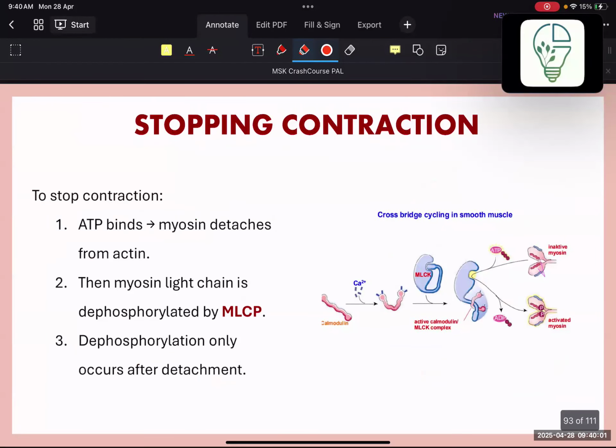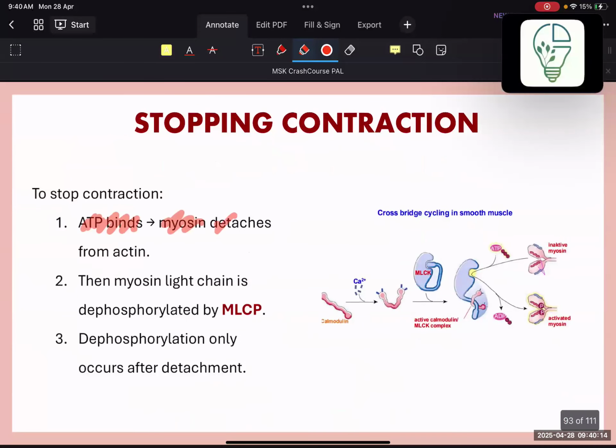Now, how do we stop contraction? First of all, step number one is that you need to have ATP bound to the myosin head, because remember, I said cross-bridge cycling works in the same way. So ATP needs to bind to the myosin head to detach it from actin. Then the myosin light chain phosphatase, MLCP, is going to come in. So it's a different molecule than MLCK. MLCP will come and dephosphorylate the myosin light chain. And once that happens, you are going to stop contraction and you can begin the process of relaxation.